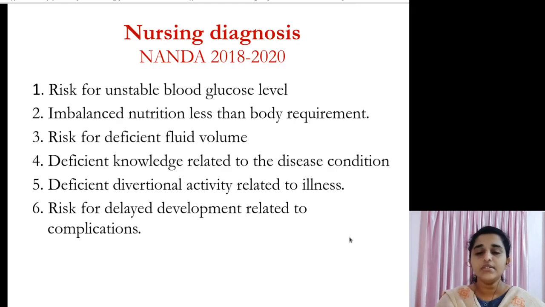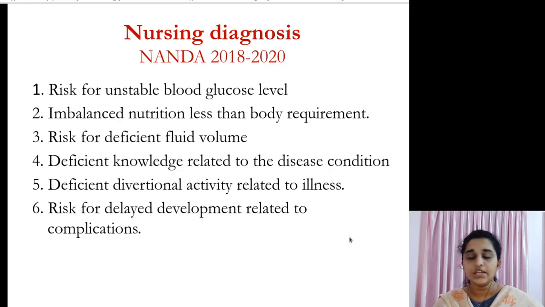So we are going to see about the nursing diagnosis. This nursing diagnosis is based on NANDA 2018-20: risk for unstable blood glucose level. Here we are assisting the child with insulin management and insulin therapy. Next is imbalanced nutrition less than body requirement, and risk for deficient fluid volume. Here we have to monitor the fluid intake of the child, maintain IO charting, and assess for any tachycardia, vomiting or diabetic ketoacidosis.